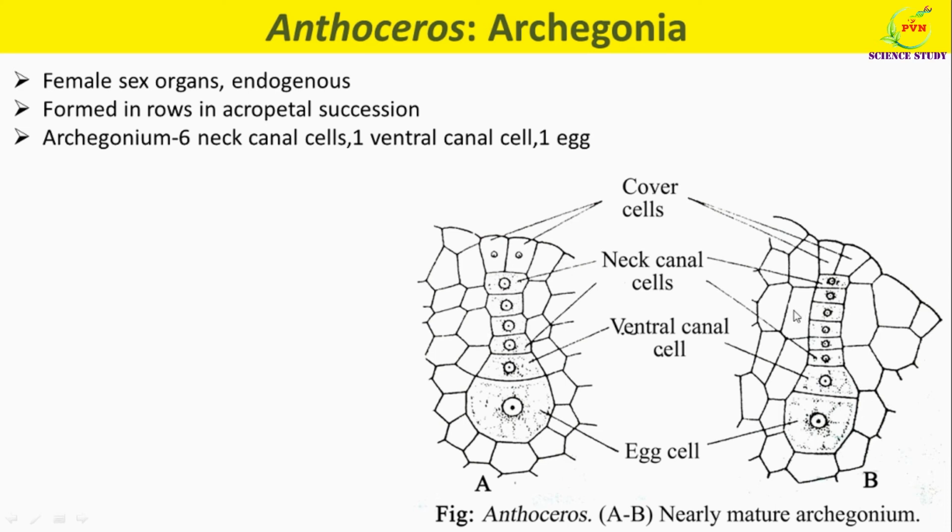The sterile jacket layer around these axial cells is absent except for 4 cells at the apex, which are known as cover cells or lid cells. So in this diagram you can see the 2 cover cells. The other 2 cover cells are present at the back side. So a total of 4 cover or lid cells are present at the opening of this archegonium. The cover cells slightly project above the surface of the thallus and are surrounded by a cup-like mucilage mound. So this is all about the structure of archegonia of Anthoceros.